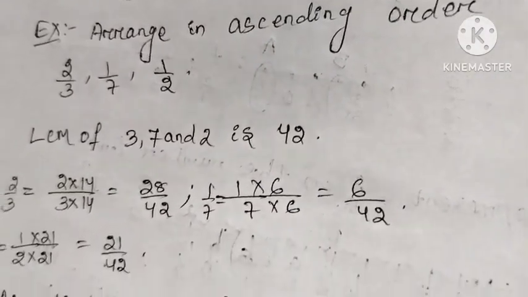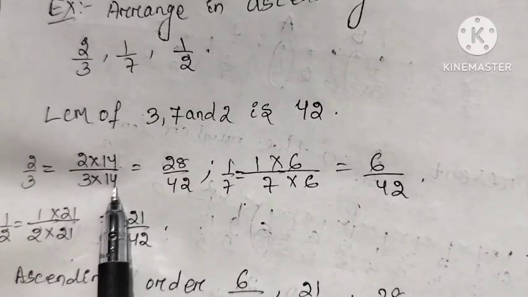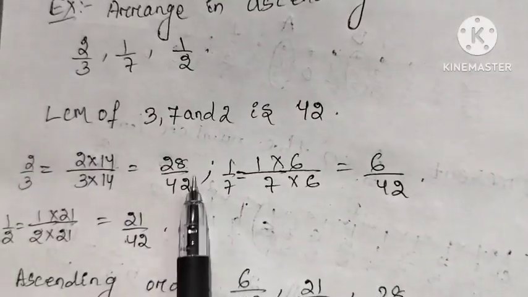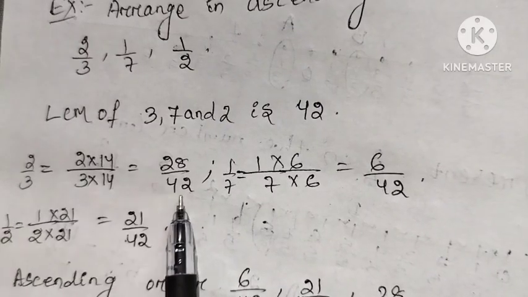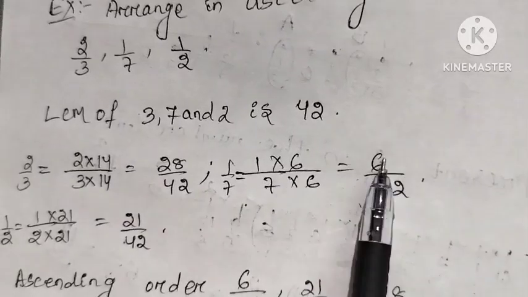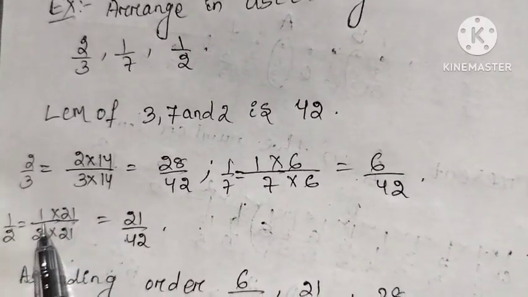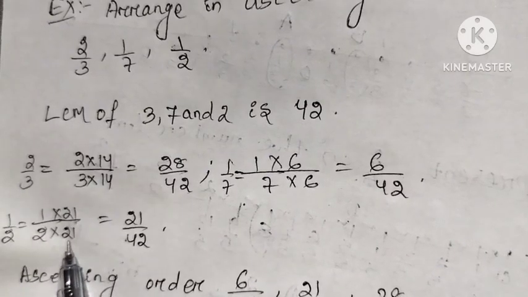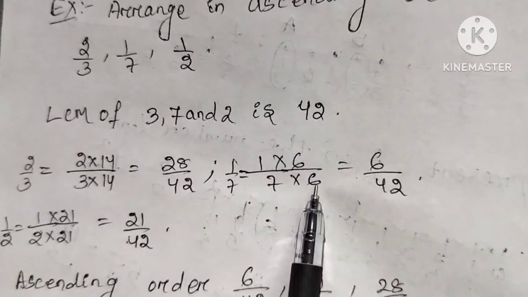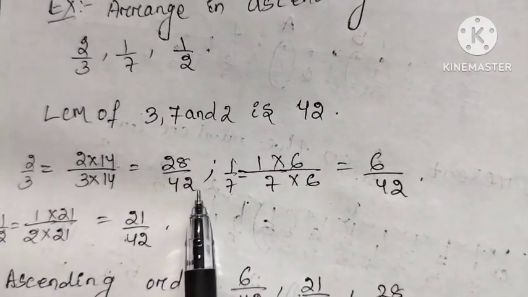Then 2 by 3. Check. 2 by 3. 3 14s are 42. Then 2 into 14, 28 by 42. 1 by 7. 7 6s are 42. 1 into 6, 6 by 42. Then 1 by 2. 1 into 21 by 2 into 21. Both numerator and denominator you have to multiply the same numbers, because the denominator you converted to 42.